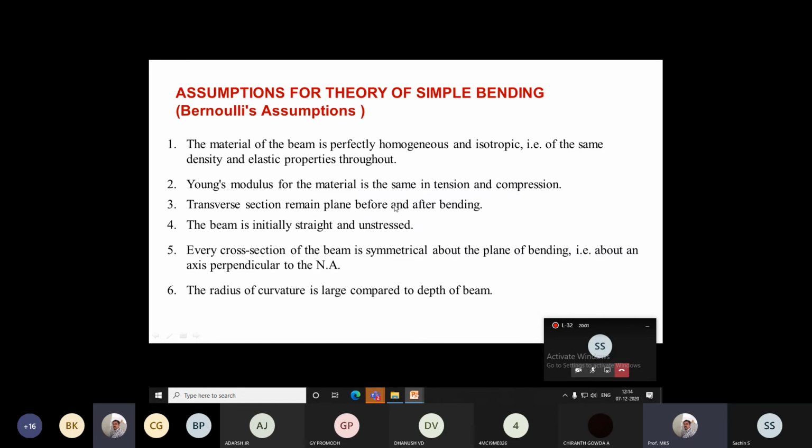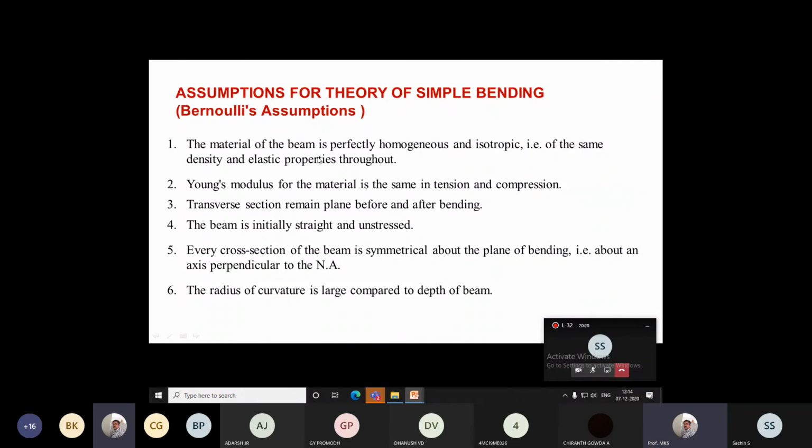I've asked this assumption somewhere for 4 marks. You need to write just 6 points. You can get easily 4 marks. It has been asked many times. Or along with the derivation, before starting the derivation, they will ask: state the assumptions and derive the bending force equation for the beam. Okay.